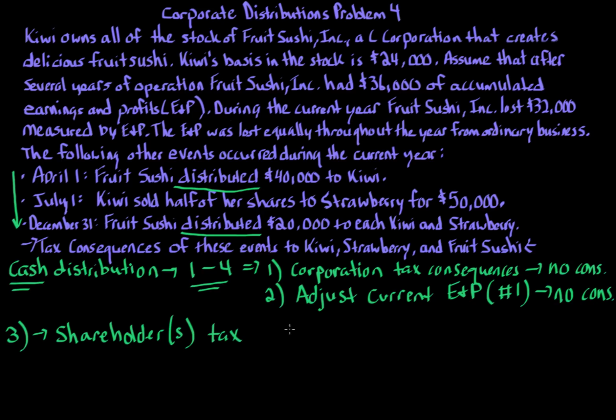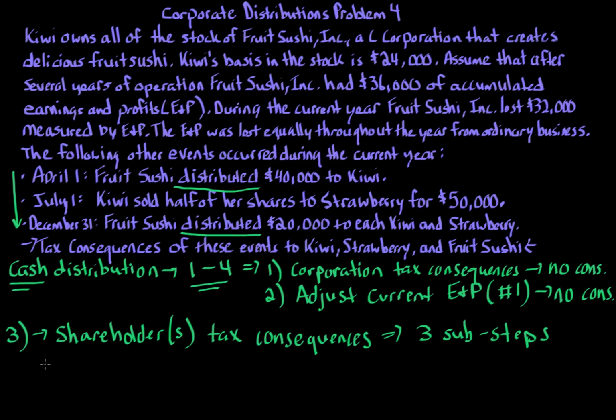And here we have 2 shareholders, Strawberry and Kiwi, that receive distributions. So we have to go through and analyze with respect to both. Now within step 3, we have 3 sub-steps. And then within those 3 sub-steps, one of the steps is a 3-part waterfall. So it's really the 3 of 3s. Okay, it's a good way to help you remember it.